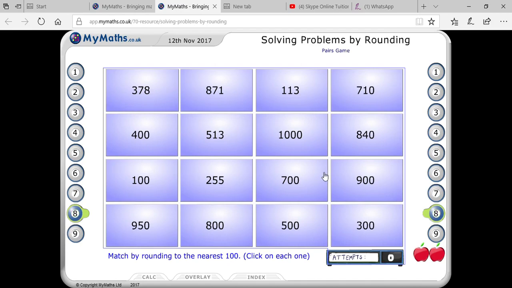Match by, are you able to see this matching box over here? Blue? Yeah, so 378 and 71. Okay. Yes, match by rounding to the nearest 100. Click on each one. Okay. 255. 255 is 300. Okay. 113 is 100. 100, okay.